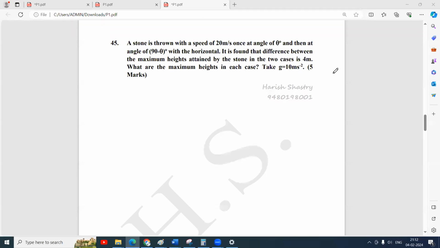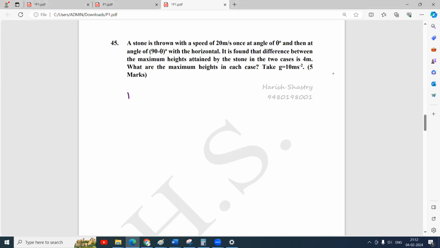A stone is thrown with a speed of 20 meters per second, once at an angle of theta degree and then at an angle of 90 minus theta degree with the horizontal. It is found that the difference between the maximum heights attained by the stone in the two cases is 4 meters. What are the maximum heights in each case?